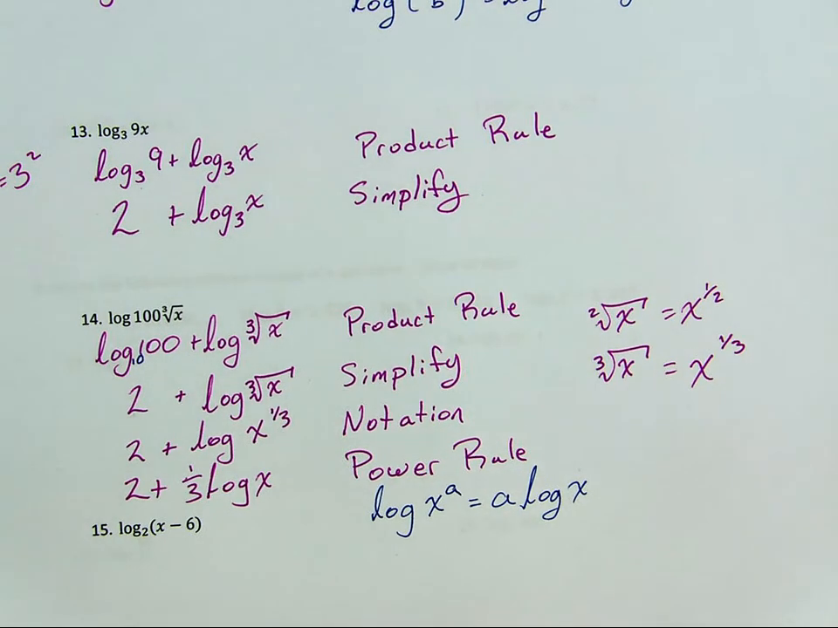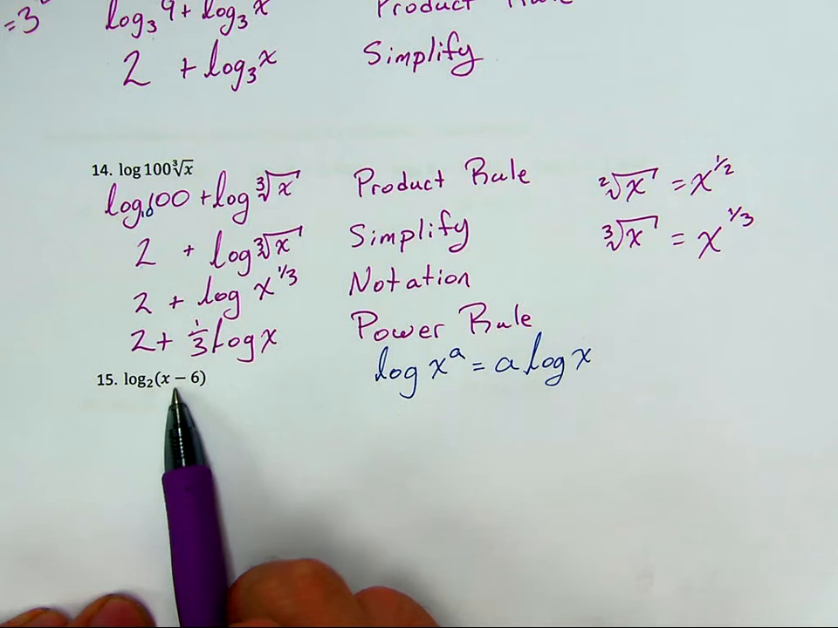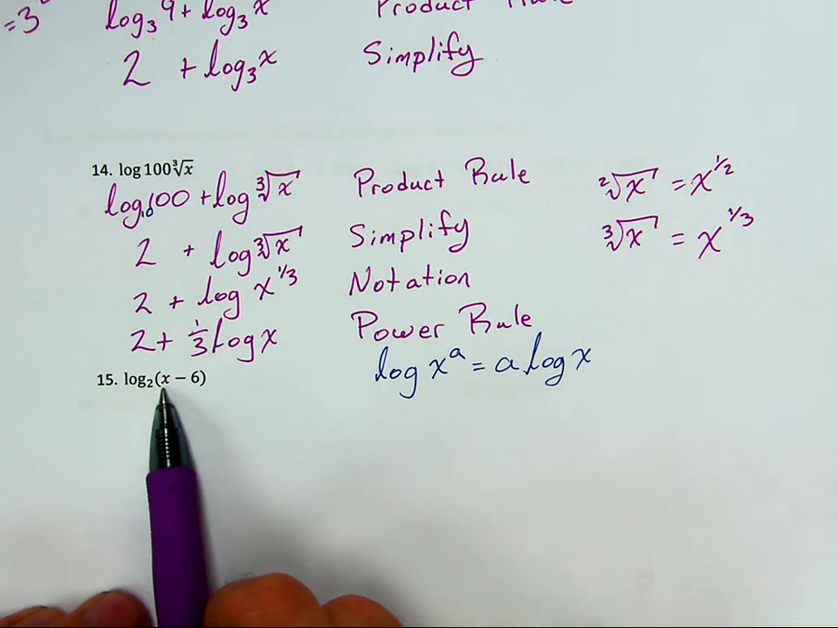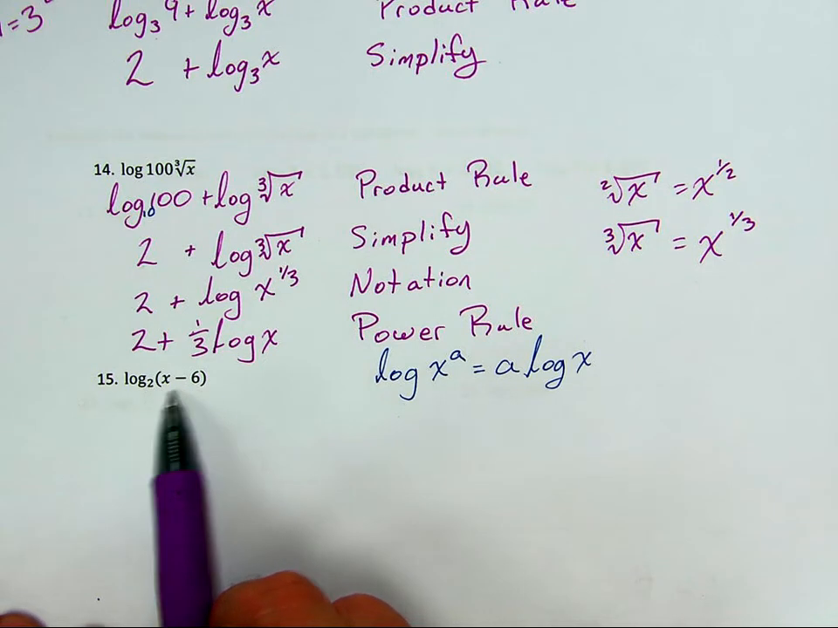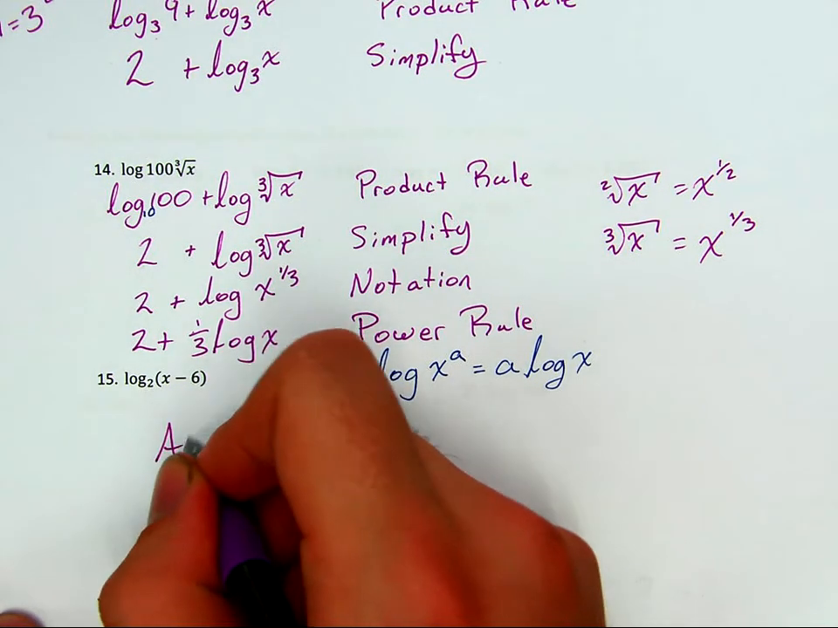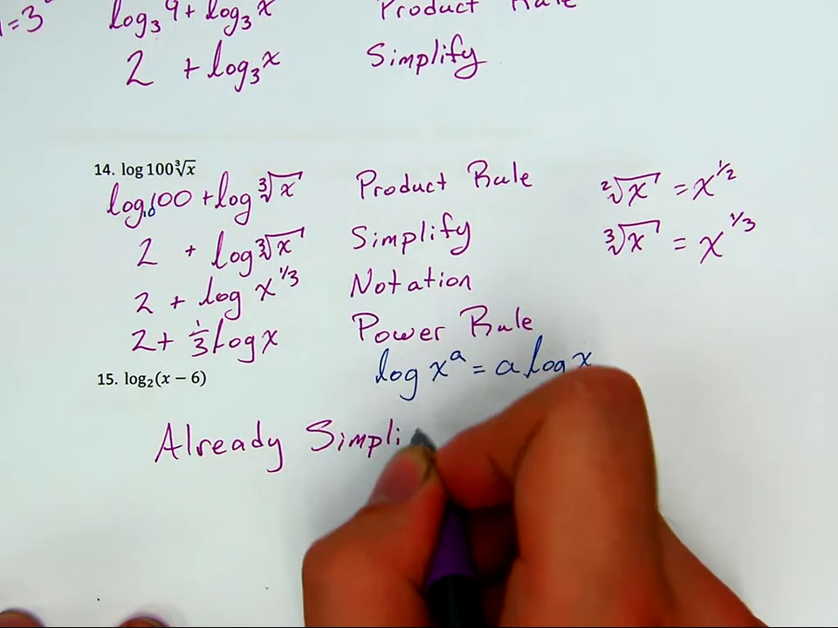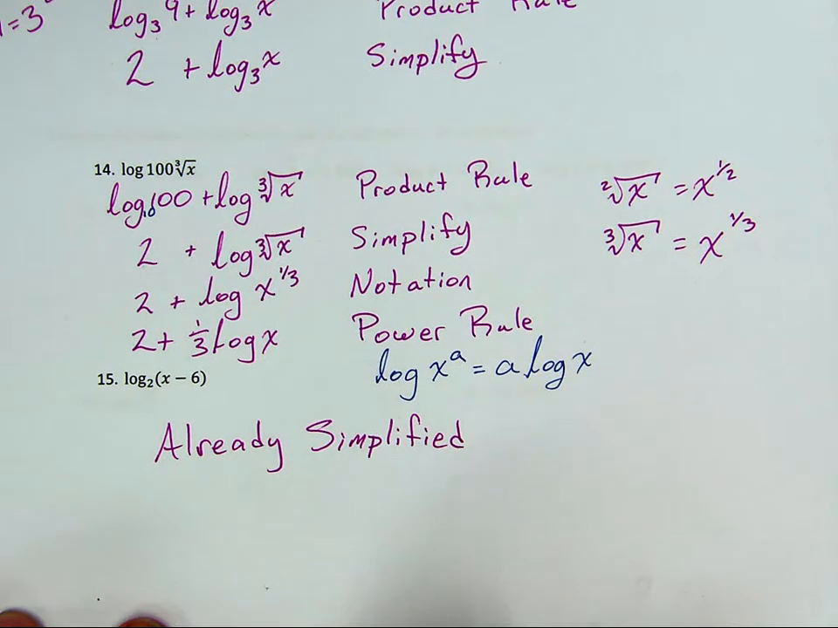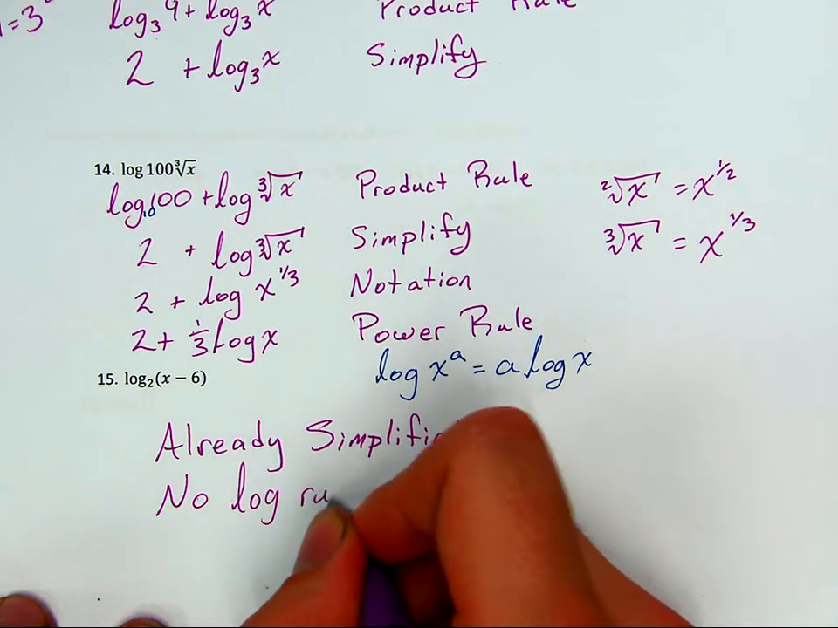Number 15, log base 2 of x minus 6. When it comes to our rules, we don't have anything that mentions having subtraction inside of our log and then being able to rewrite it. Because we don't have any rules, we're going to say that number 15 is already simplified. The reason being is that we have no log rule to expand this logarithm.